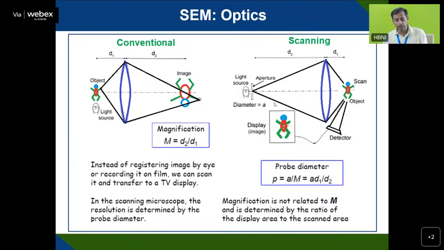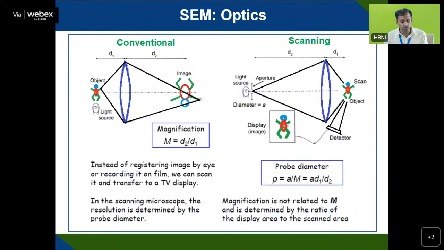But when you have a scanning electron microscope, through this small hole, you are able to see that object, and then you can see the image in the display in the same direction, and you will get a bigger image here. Instead of registering the image in the eye or recording it on film, we can scan it and transfer it to a TV display, as in the case of a conventional microscope.